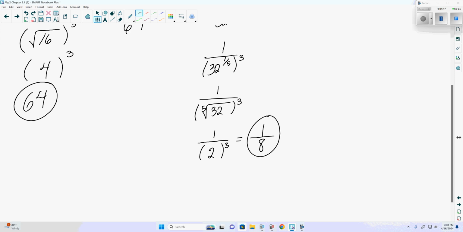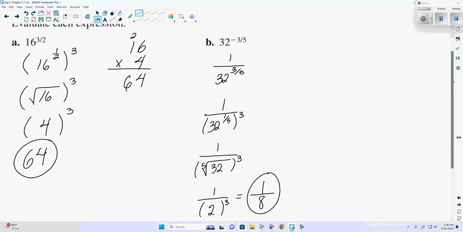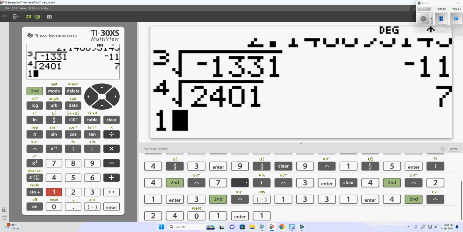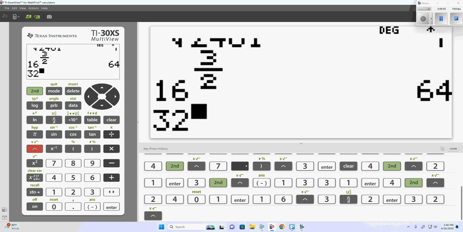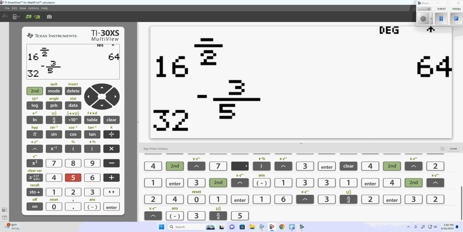Well, the first one we started out with for this here was 16 to the 3/2. And we found it is indeed 64. 32 to the negative 3/5 was 1/8.